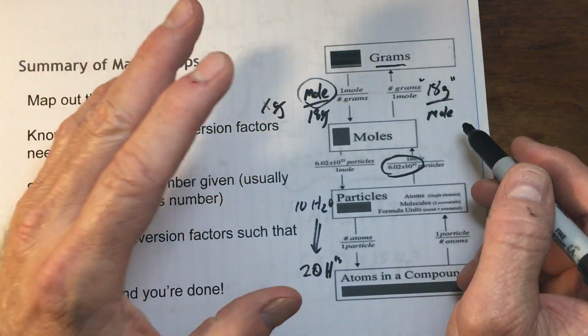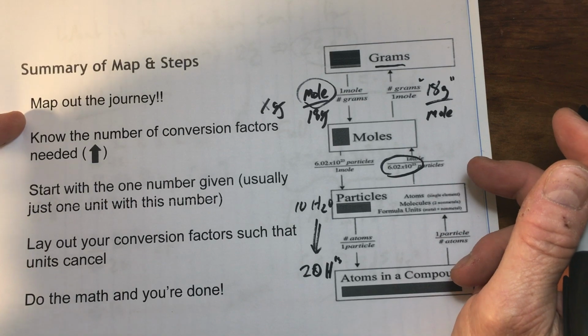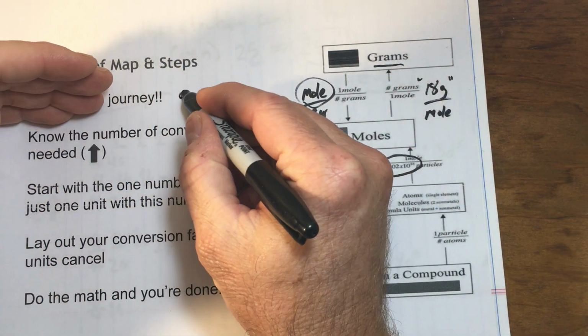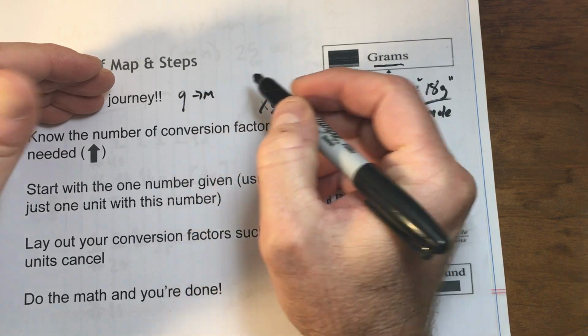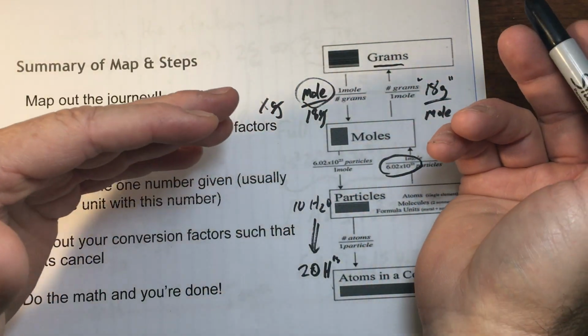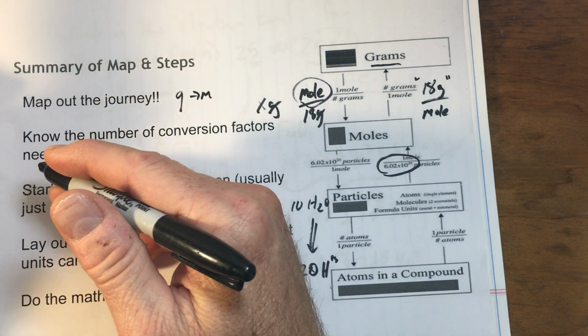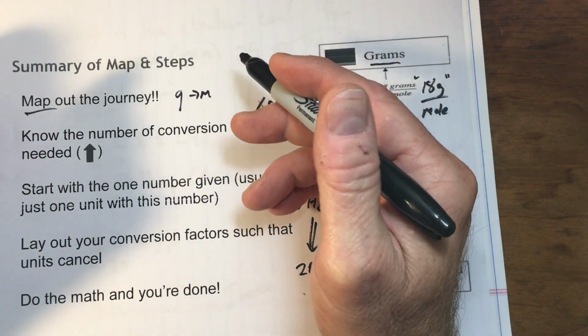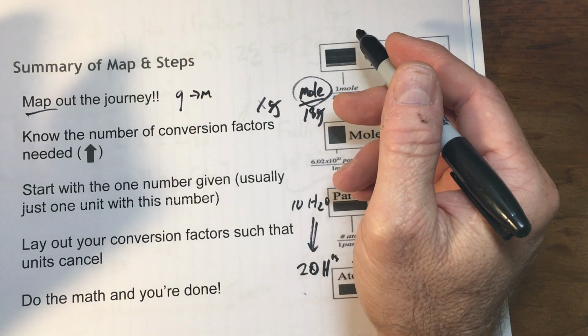Point is, when you start a question, make sure you map. How far am I going? Is this a question that's asking for grams to moles? Or is it asking for grams to particles? Is it asking for moles back to grams? Kind of know where you're going, because if you don't know where you are and you don't know where you're going, you're not going to know how to get there.